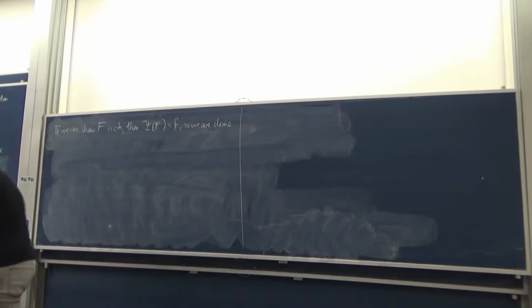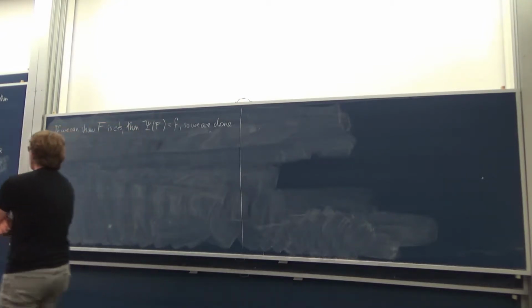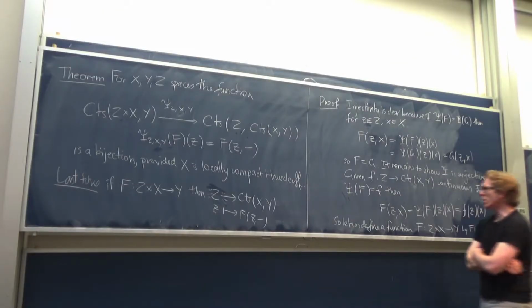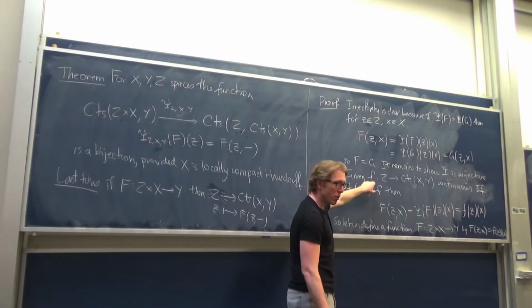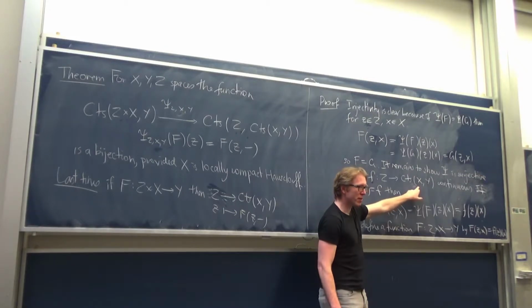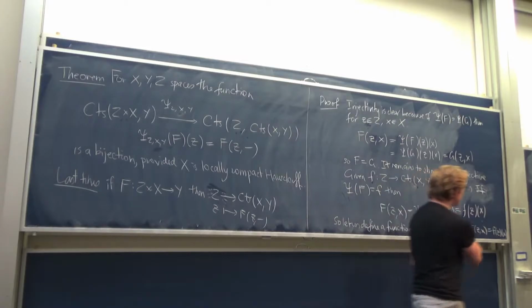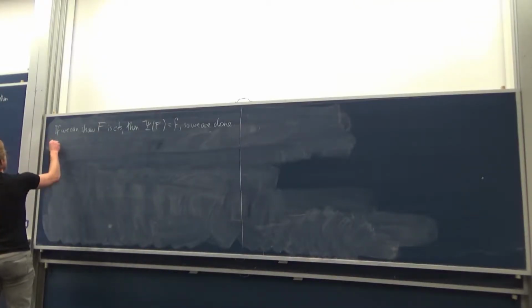All right. So what do we know? We know that lowercase f is continuous, and we also know that for every z in Z, f of z is a continuous map from X to Y. That's the data we have to prove that capital F is continuous. So what does continuity of lowercase f say?